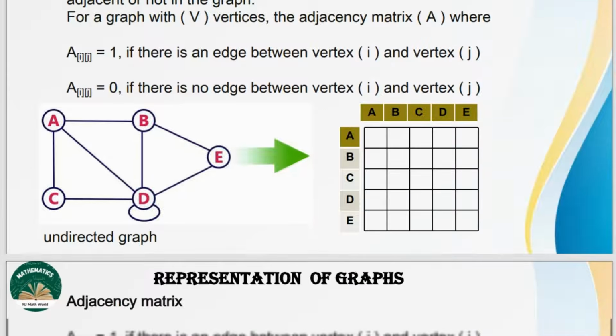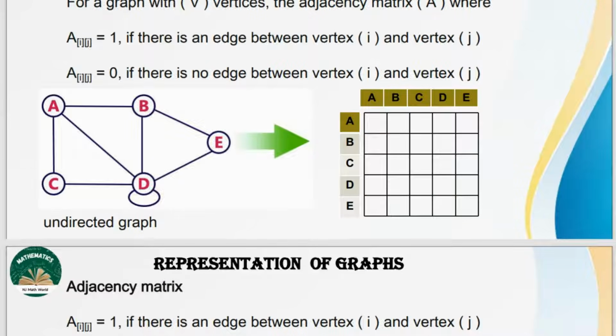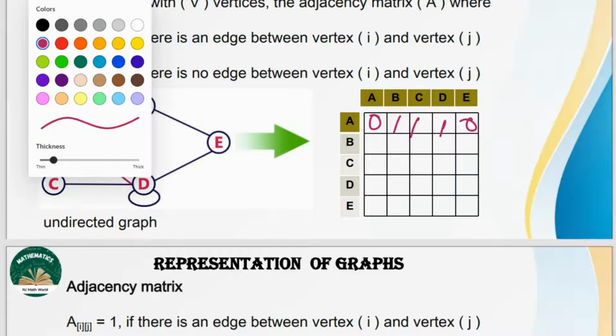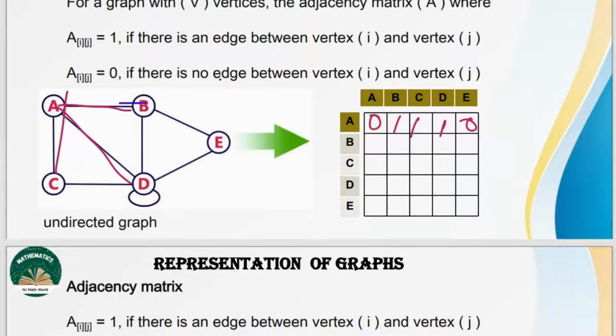So here we can say, from A to A, how many lines are there? I have no lines. From A to B, yes, I have one. From A to C, I have one. From A to D, I have one. From A to E, I have zero. Then from B to A, it is 1, B to B is 0, B to C is 0, B to D is 1, B to E is 1.